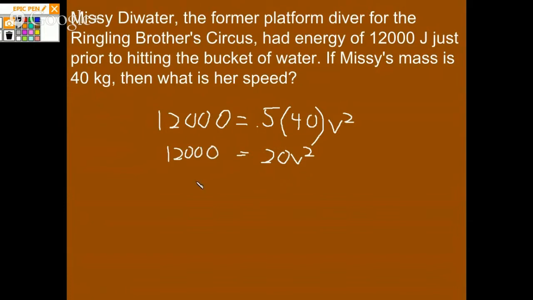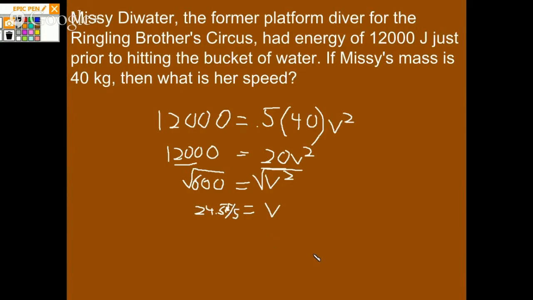Now you can divide both sides by 20 in the simple algebra, isolating v squared, leaving the 1200 now at 600. If you have a variable squared, you take the square root of both sides. So let's take the square root of 600, square root of v squared, giving us v equals 24.5 meters per second.